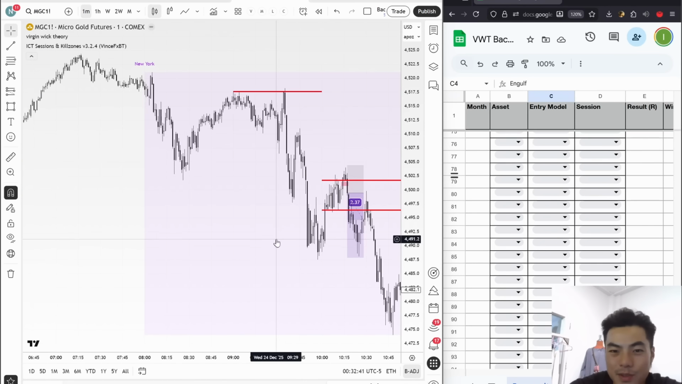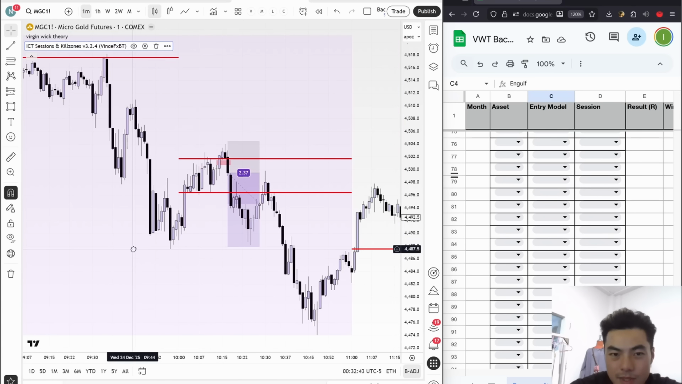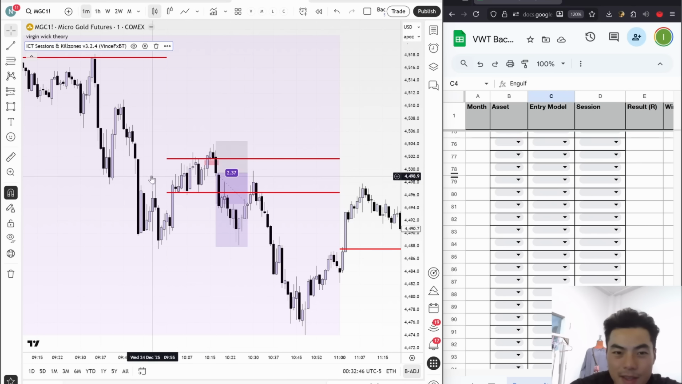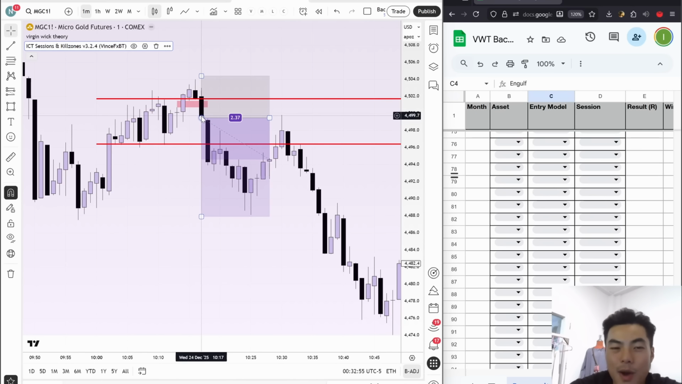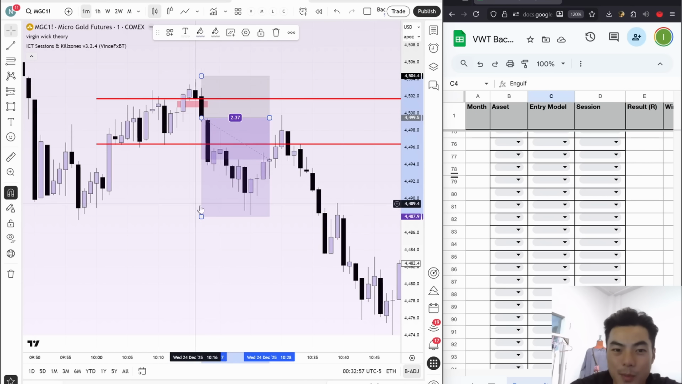And then what I'm doing is just, I'll look at some POIs, look for them to be engaged, and then present an entry model like here. We get an inverse fair value gap. I would mark where I would enter, where I would put my stop, where I would put my TP.